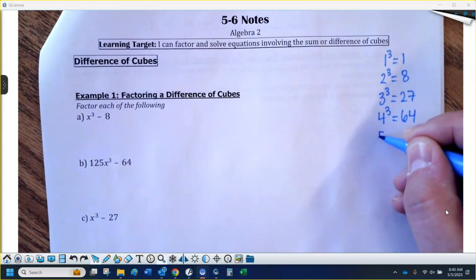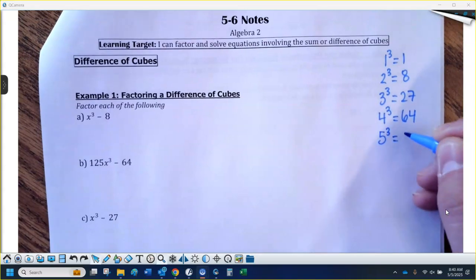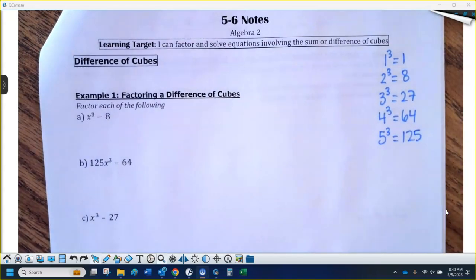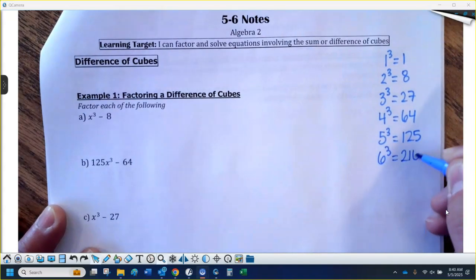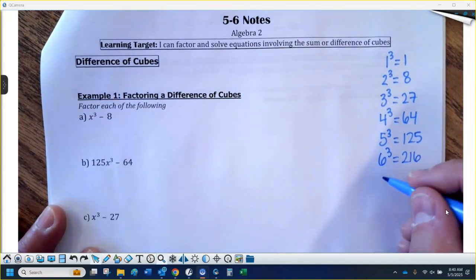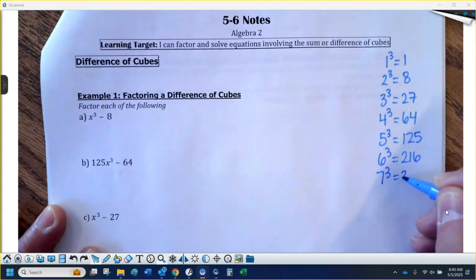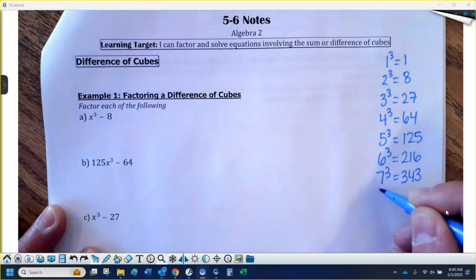4 to the third is 64. 5 to the third power, 125. It just means if I do 5 times 5 times 5, that's what I would get. All right, 6 to the third, 216. Like I said, you're going to see these numbers on the paper today, and I need to put these up on the board. 7 to the third power, 343.